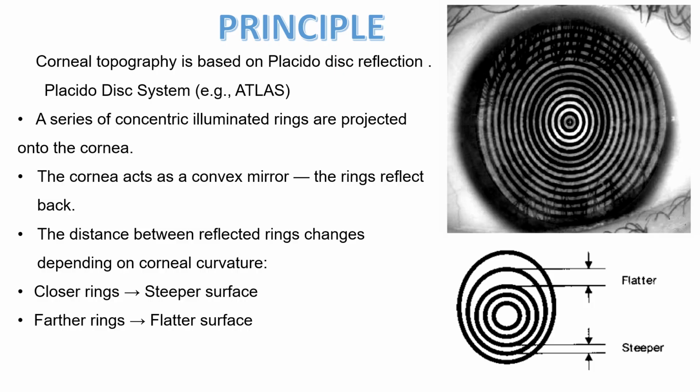Then the principle. What is the principle on which corneal topography acts? Corneal topography is based on the Placido disk reflection. The example is Atlas. A series of concentric illuminated rings are projected onto the cornea, and as our cornea acts as a convex mirror, these rings reflect back. The distance between the reflected rings changes depending on the corneal curvature. If the rings are closer to each other, that represents a steeper surface. If the rings are farther apart, that represents a flatter surface. So this is the principle of corneal topography.